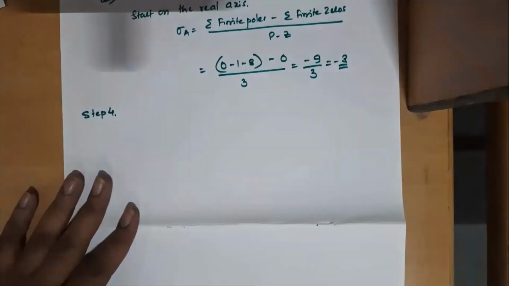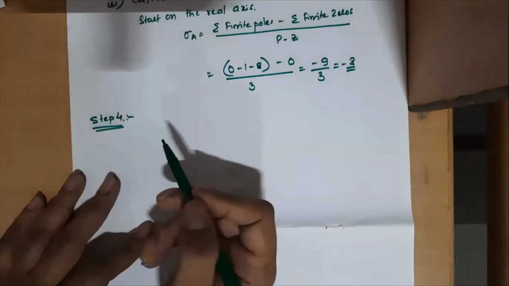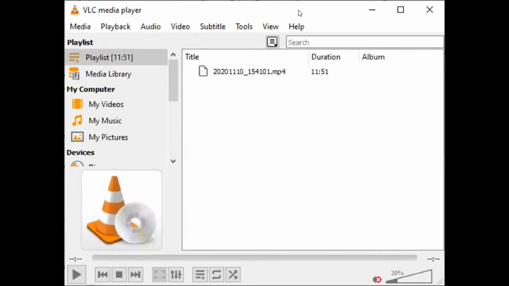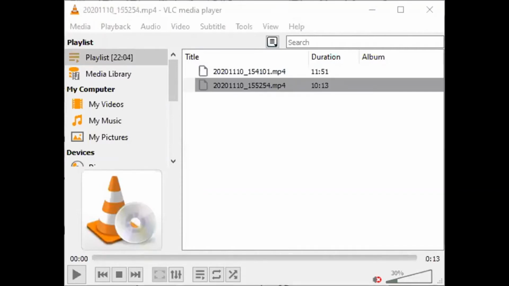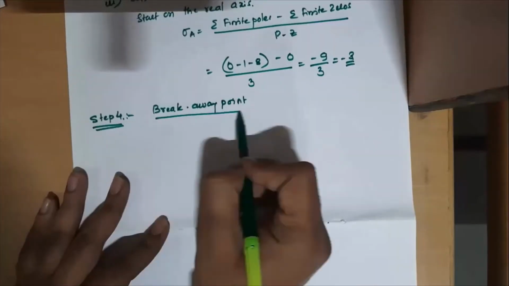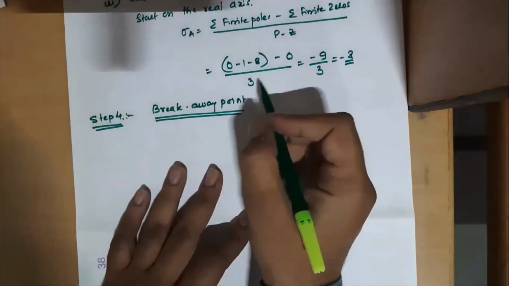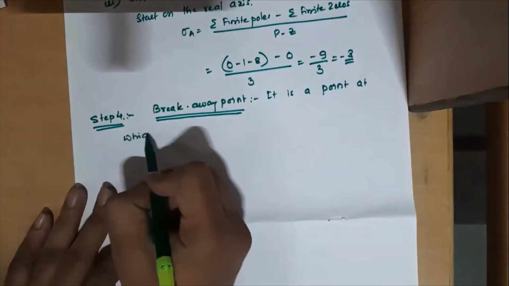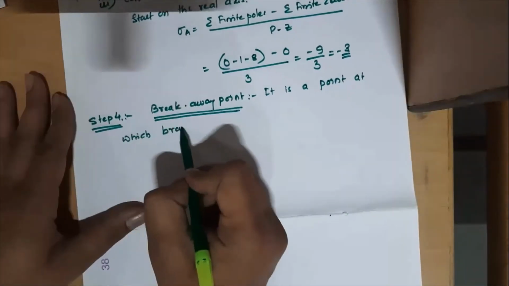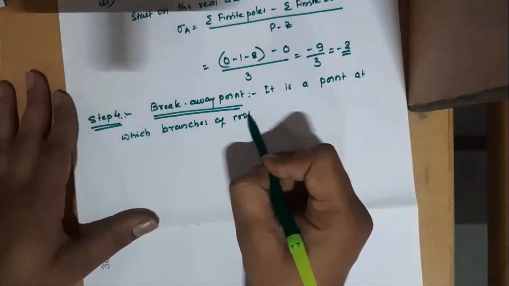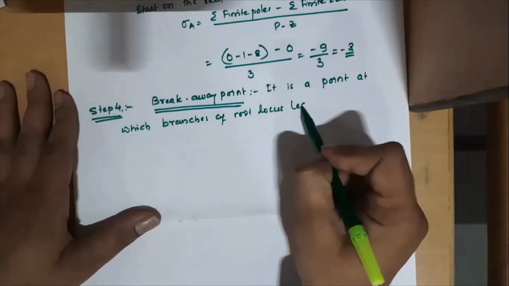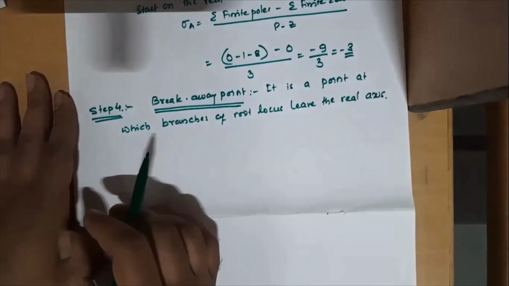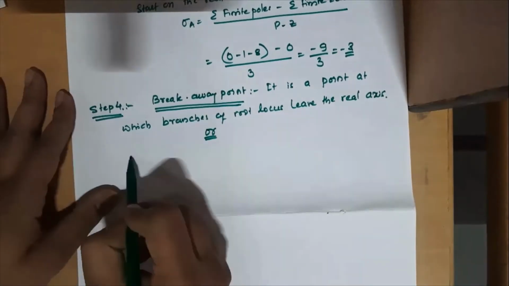Next one is step 4, to calculate the breakaway point. So what is breakaway? It is something related to breakup. Breakaway is a point at which branches of the root locus leave the real axis.